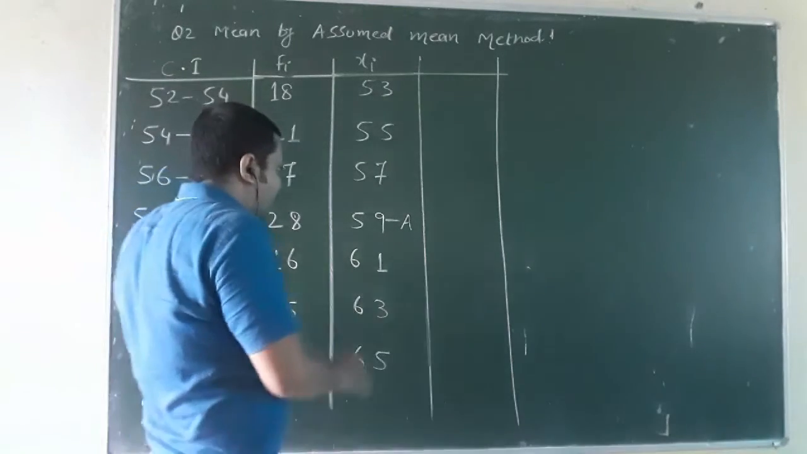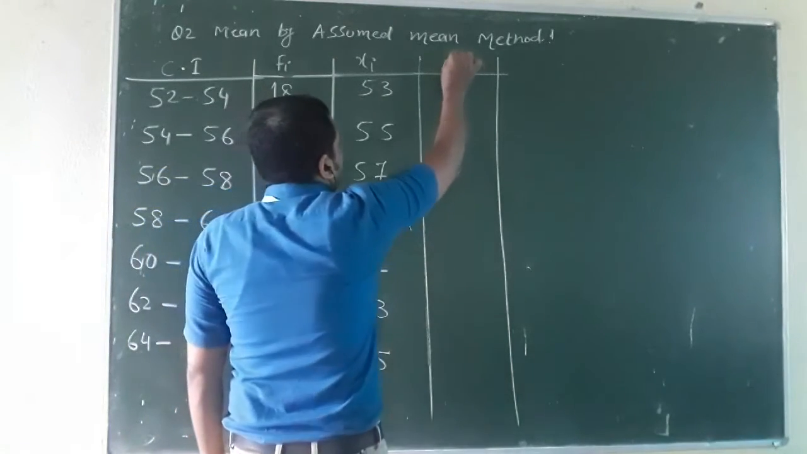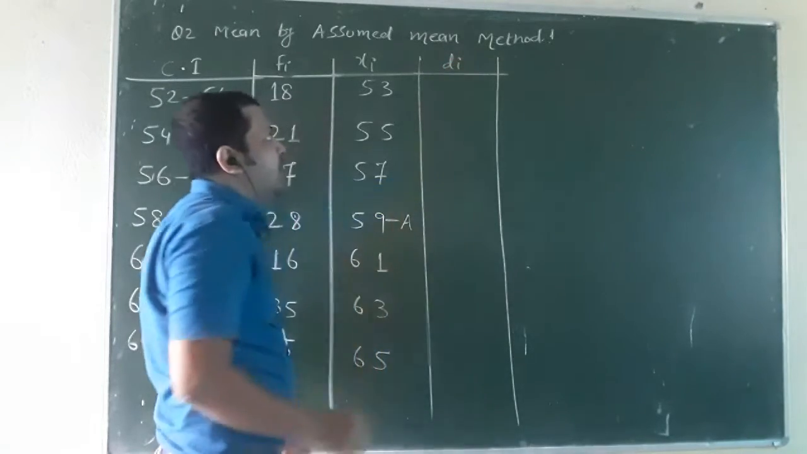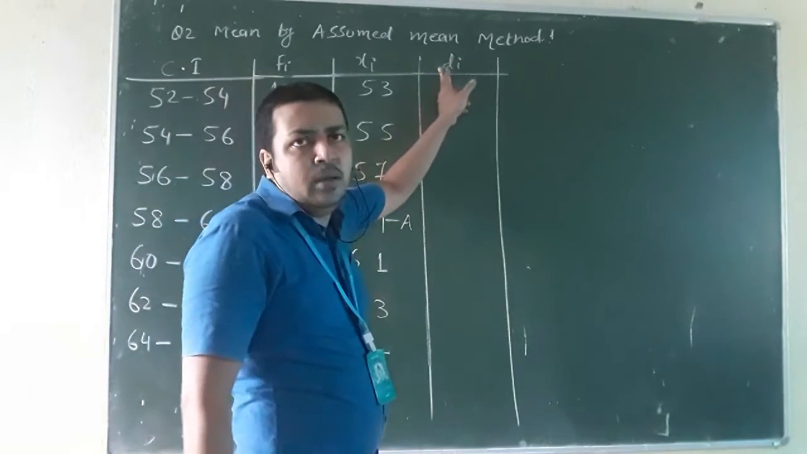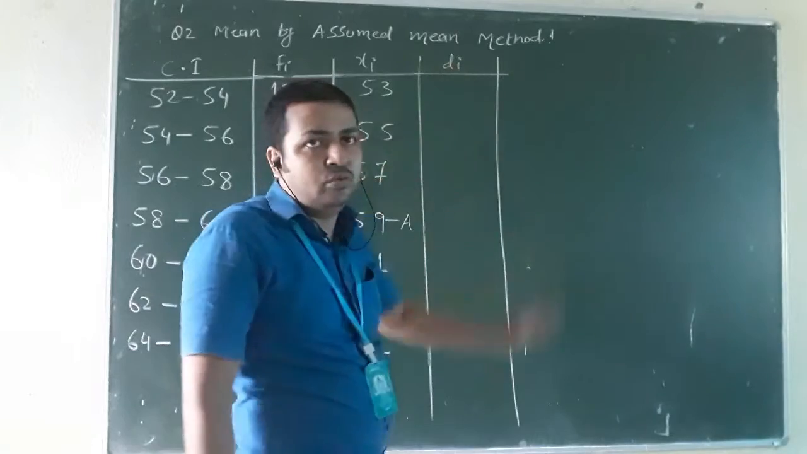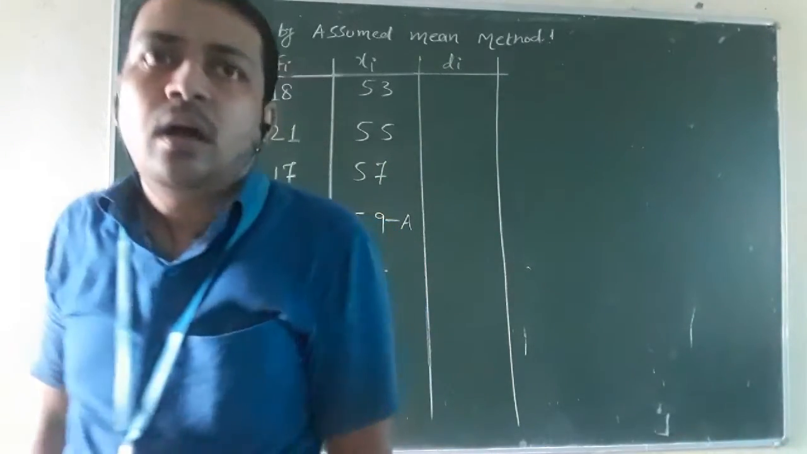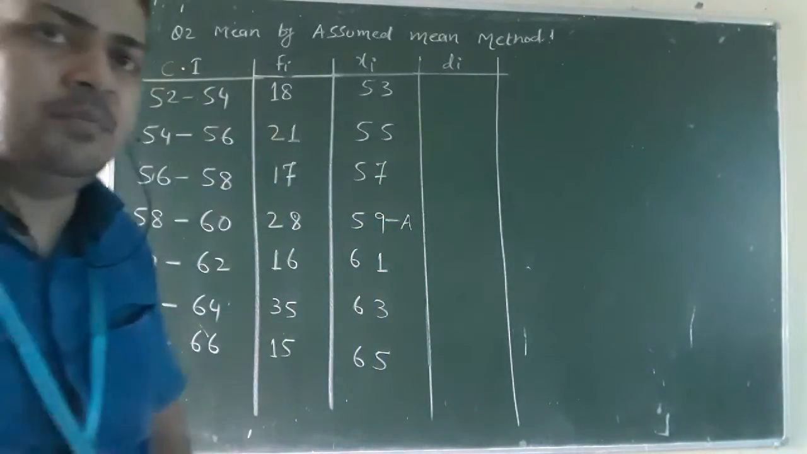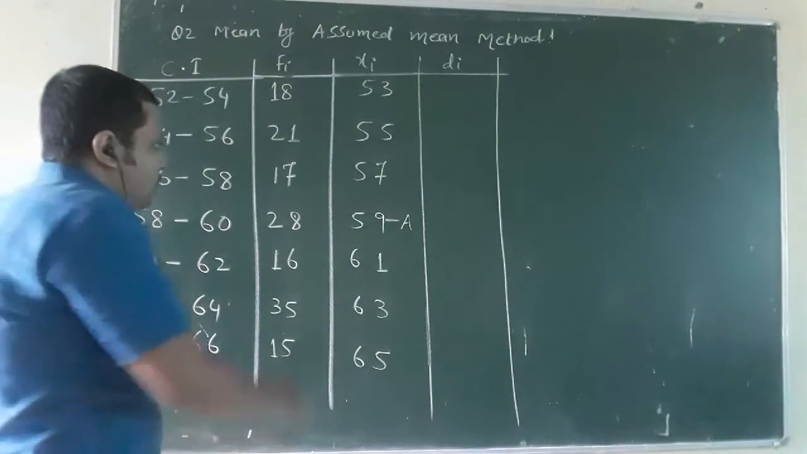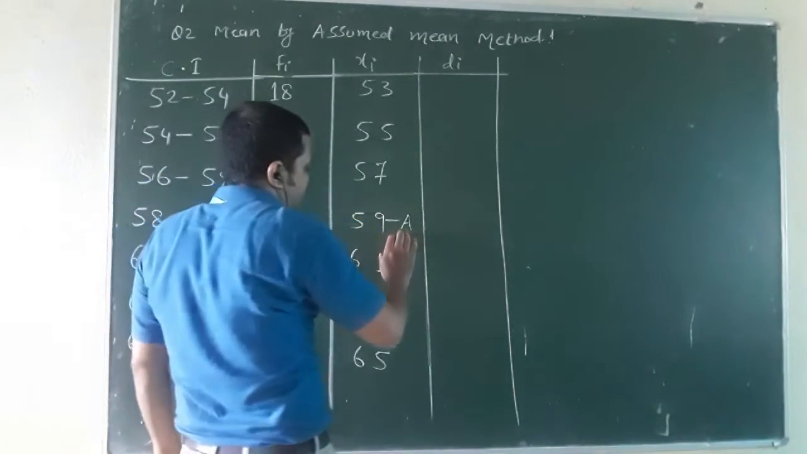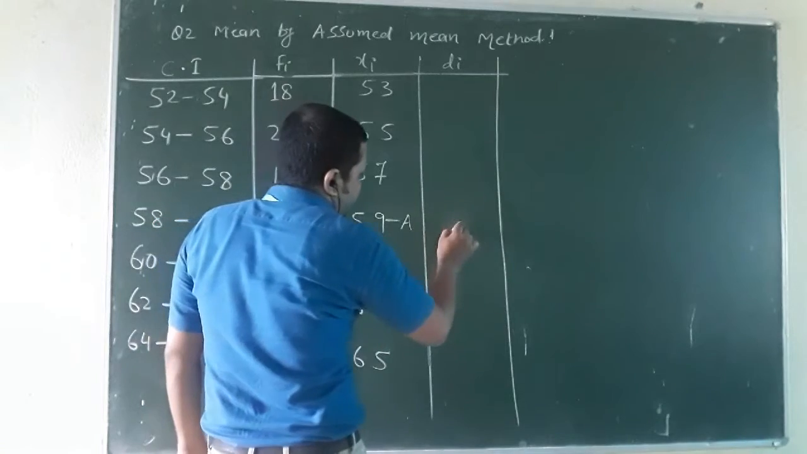Now what will we do? First of all we will write di. You can write anything, dm, but I will use di here, with i for interval. Okay. Now corresponding to a, put 0.